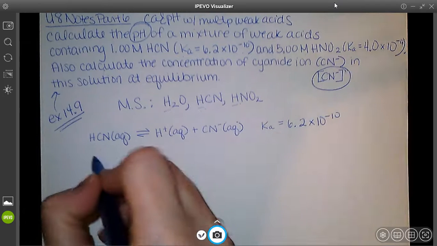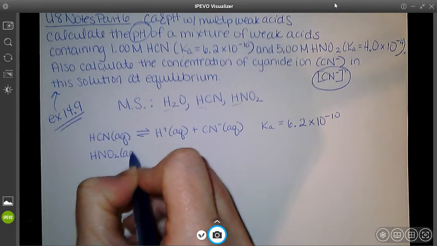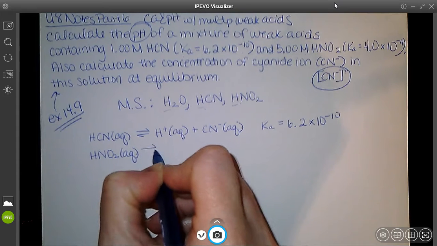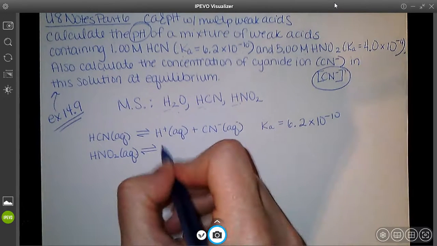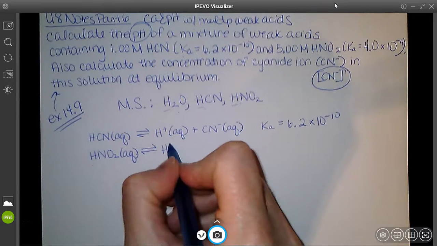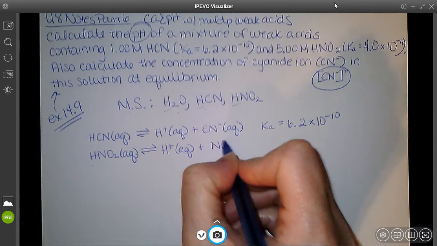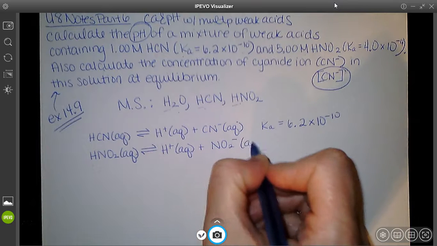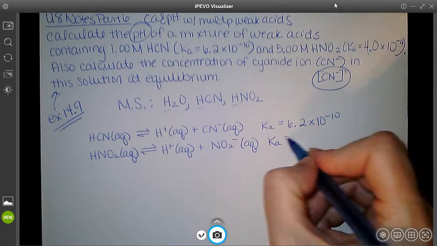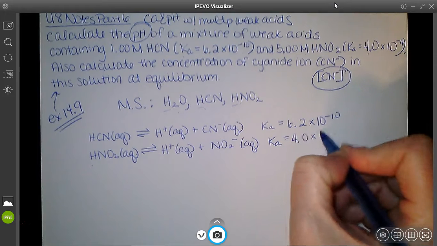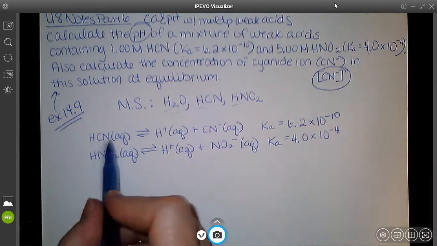The next acid we have is HNO2 aqueous. And again, I'm just doing my acids first just because that's how I did it earlier when I wrote the problem. If you did water first, that's perfectly fine. So this releases its hydrogen and it releases its nitrite ion. This Ka is right here, 4.0 times 10 to the negative 4th, a bit stronger of an acid than our HCN.